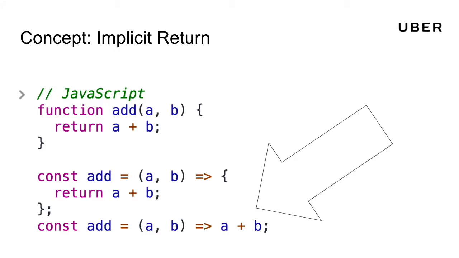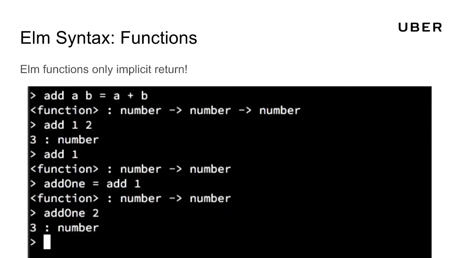So implicit return is kind of a thing that Elm does to the max. In any place where you could implicitly return something, Elm does. And I think that this is one of the things that's a little bit confusing about it.